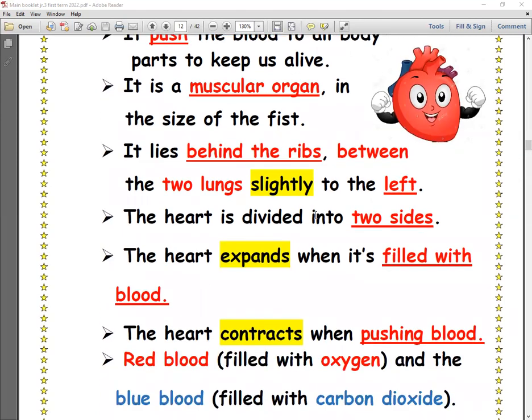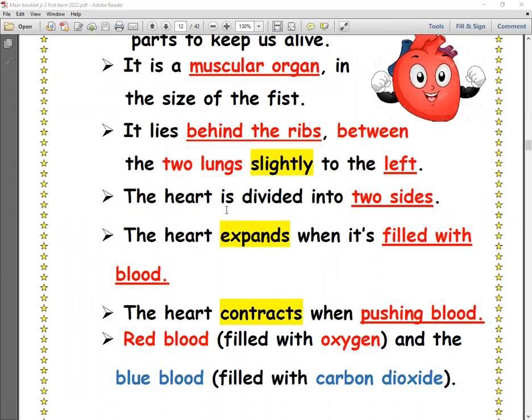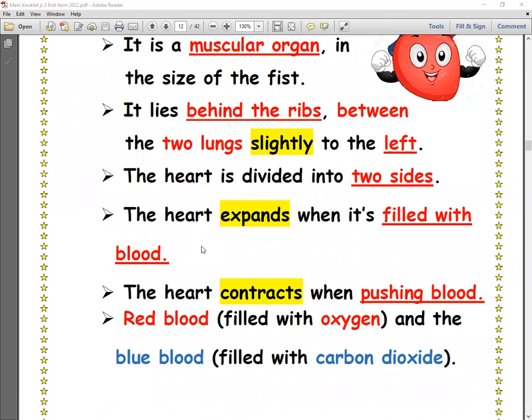After that, the heart is divided into two sides. Junior 3, I will give you an example now. If I bring in a balloon and I blow in the balloon, the balloon becomes bigger in size. So when the air that comes out from my mouth enters the balloon, the balloon is filled with air and becomes bigger.